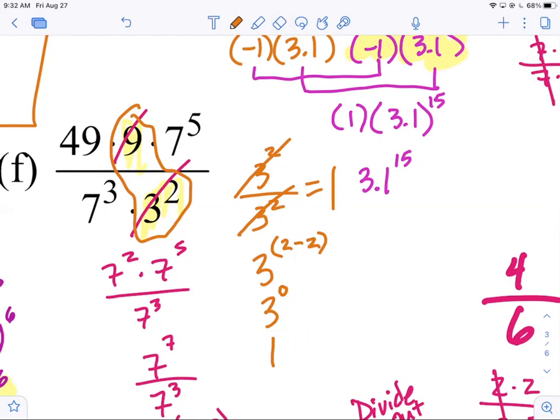What's 5 to the 0th power? 1. What's 10 to the 0th power? What's negative 27 halves quantity to the 0th power? What's negative times 27 halves to the 0th power? Negative 1. Yeah, because it's 1 times negative 1, right?